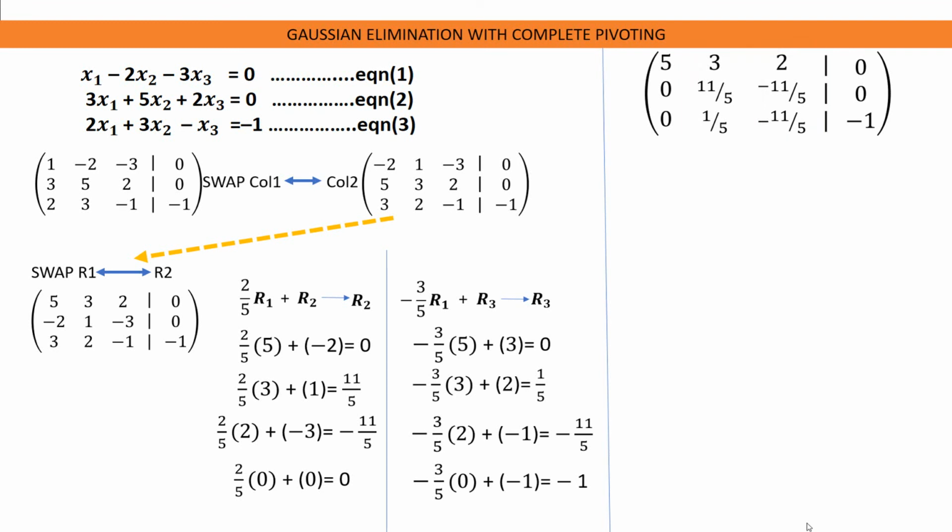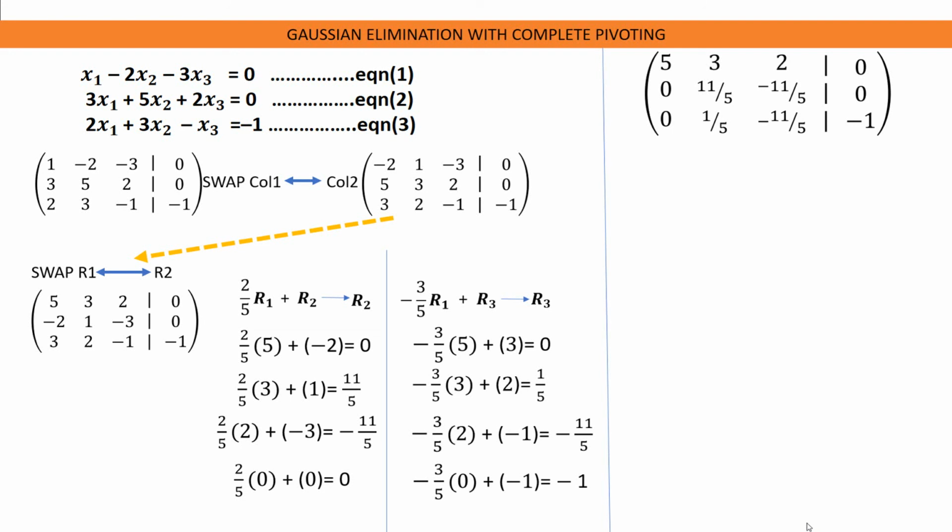Now, to reduce 1 over 5 to 0, we have to find a number that when we multiply by the pivot element and add it to 1 over 5, we are going to get 0. To get that number, we take 1 over 5 divided by the pivot element and negate it. And this is going to give us negative 1 over 11. And that is the number we are looking for.